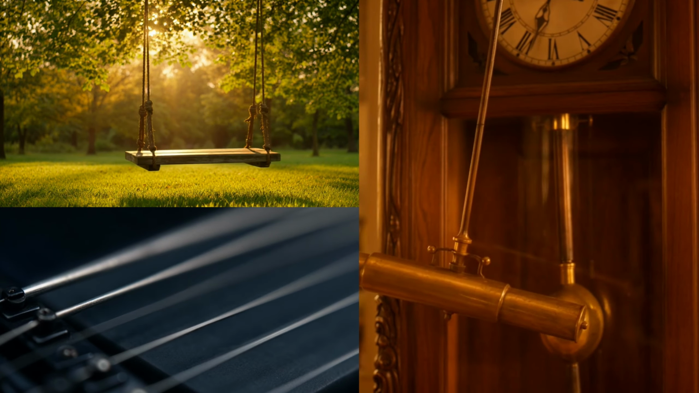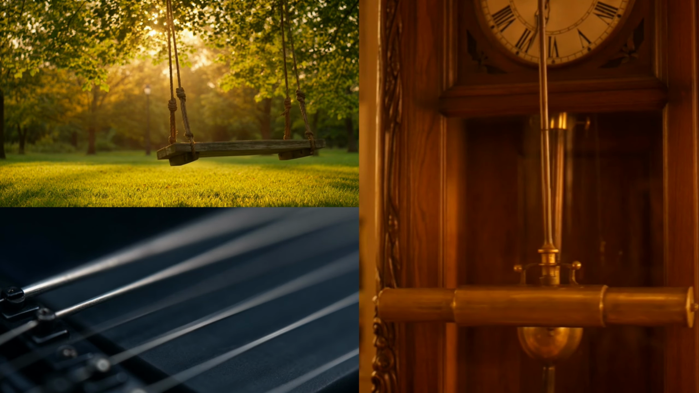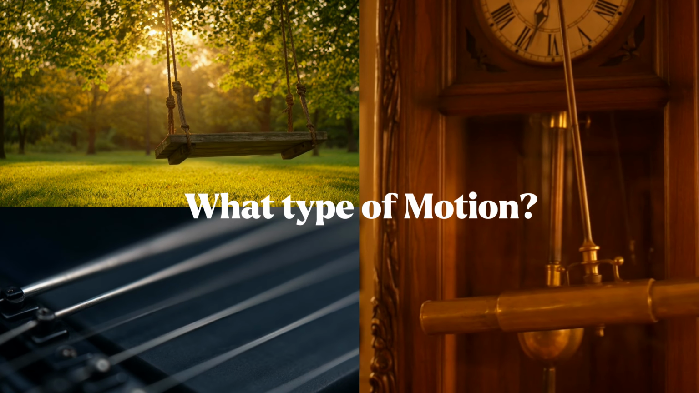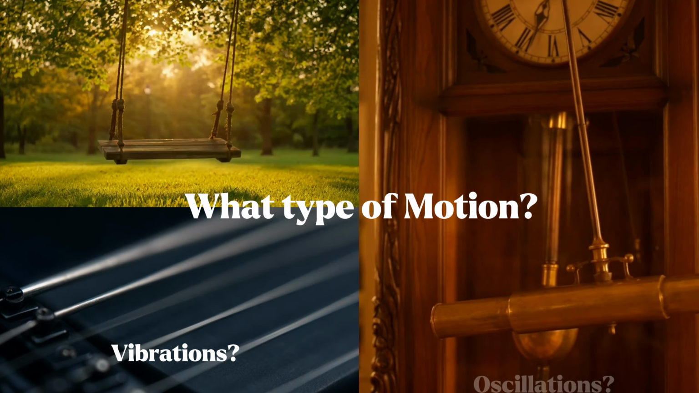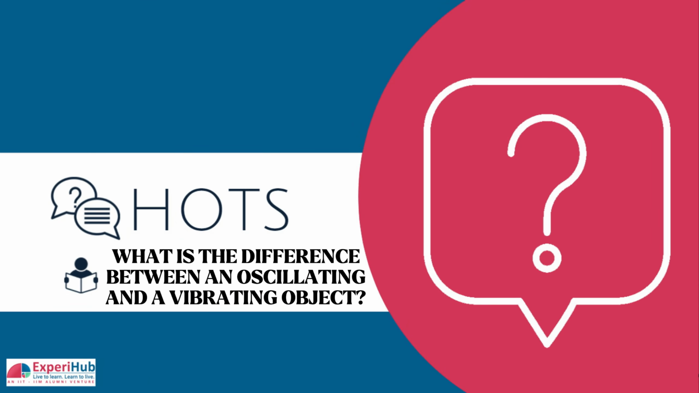Folks, did you notice the strumming of that guitar, the swinging of that clock, and the swing moving back and forth? They all move differently, but what type of motion is each one actually showing? The guitar makes noise due to vibrations, and what the pendulum displays is an oscillatory motion, which brings us to our today's question: what is the difference between an oscillating object and a vibrating object?